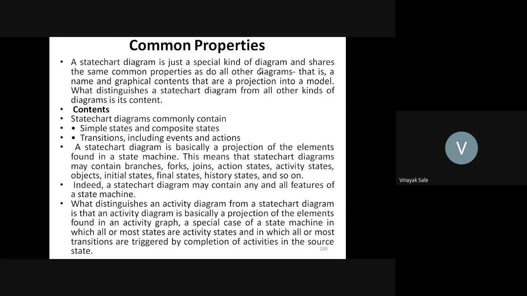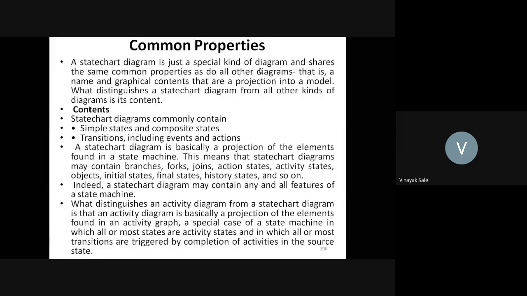What distinguishes activity diagrams from state chart diagrams is that an activity diagram is based on a projection of elements found in an activity graph, a special case of a state machine in which all or most states are activity states and all or most transitions are triggered by completion of activities in the source state.